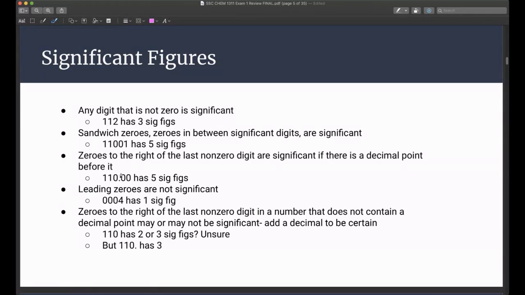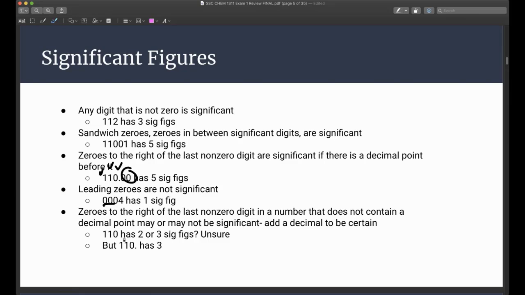Zeros to the right of the last non-zero digit are significant if there is a decimal point before it. For instance, this number right here, it would have 110. This is significant. This is significant. This is significant, and these two are as well because there's a decimal point. So it has 5 sig figs. So leading zeros are not significant. So any number that's leading with a 0, essentially. So notice how these 3 zeros are leading this 4. It only has 1 sig fig.